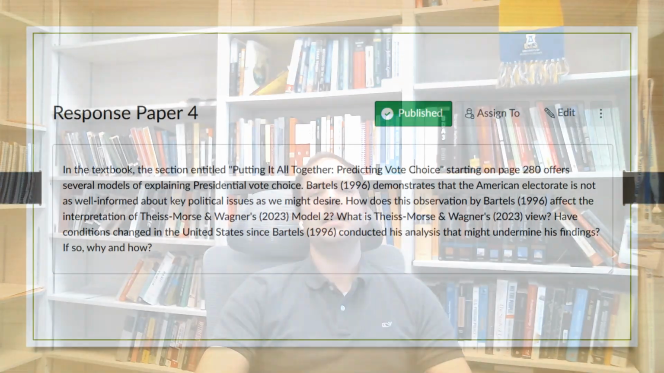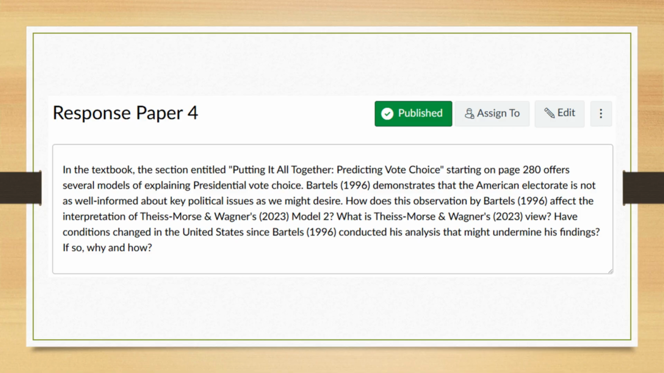The prompt reads: In the textbook, the section entitled Putting It All Together, Predicting Vote Choice, starting on page 280, offers several models of explaining presidential vote choice. Bartels, 1996, demonstrates that the American electorate is not as well informed about key political issues as we might desire. How does this observation by Bartels affect the interpretation of Thies-Morson-Wagner's Model 2? What is Thies-Morson-Wagner's view? Have conditions changed in the United States since Bartels conducted his analysis that might undermine his findings? If so, why and how?